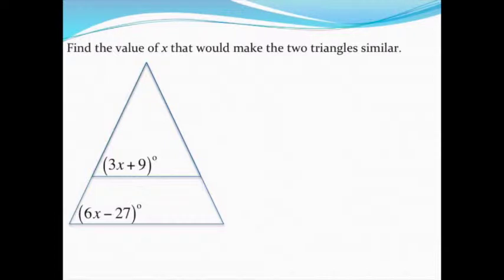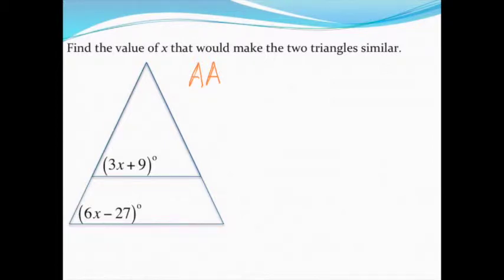In this example, we want to determine the value of x that would make the two triangles similar to each other. Well, we've been learning that if two triangles are going to be similar, it means all their angles have to be the same. In fact, in this most recent lesson, we've learned that if we can prove that just two angles are congruent to each other, using AA similarity, we can prove that the two triangles are similar.